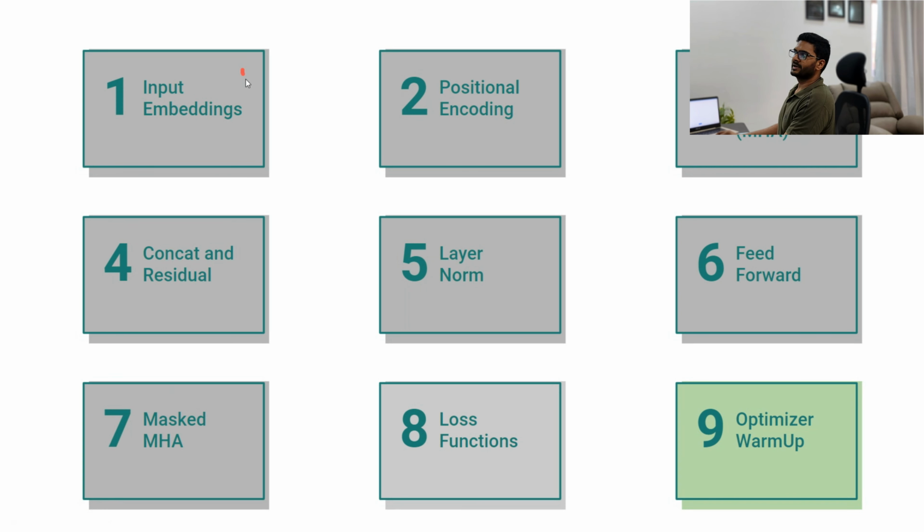So we talked about input embeddings. That gives us the numerical embeddings of the words, the meaning of the word, which is learnable. Positional encoding, the position of the word in the sentence. We understand MHA, concat, residual network, normalize it, feed forward it, masked MHA, loss function, and last is optimizer.